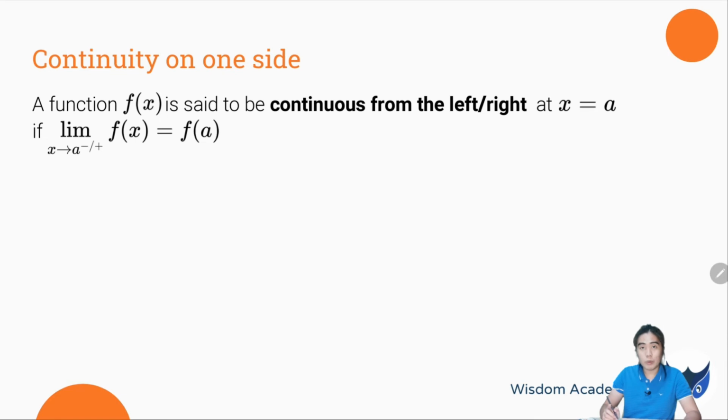So, kung yung limits may one-sided limits, yung continuity rin may continuity on one side. A function f of x is said to be continuous from the left or from the right at x equals a if the limit of f of x as x approaches a from the left or from the right is equals to f of a. So, if hanapin natin yung continuity niya from the left, dapat yung left-sided limit niya is equals to f of a. Ganun din for from the right.